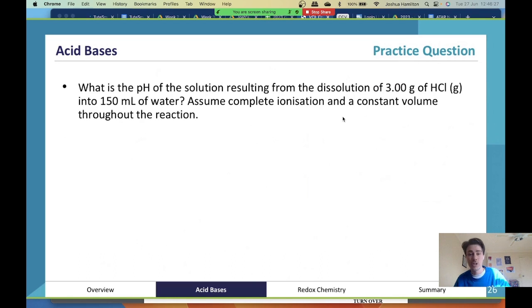What is the pH of the solution resulting from the dissolution of 3 grams of HCl into 150 mL of water? So we have HCl. For some reason it's given to us as a gas, but we're going to say this is actually aqueous, and we dilute it into 150 mL of water. What is the pH? Now, we haven't been through the pH formula. It's expected knowledge from first semester, your unit 1, and it's also assumed from year 10, but it's a weird one because we don't use it in year 12, so that's why I haven't gone over it in big detail.